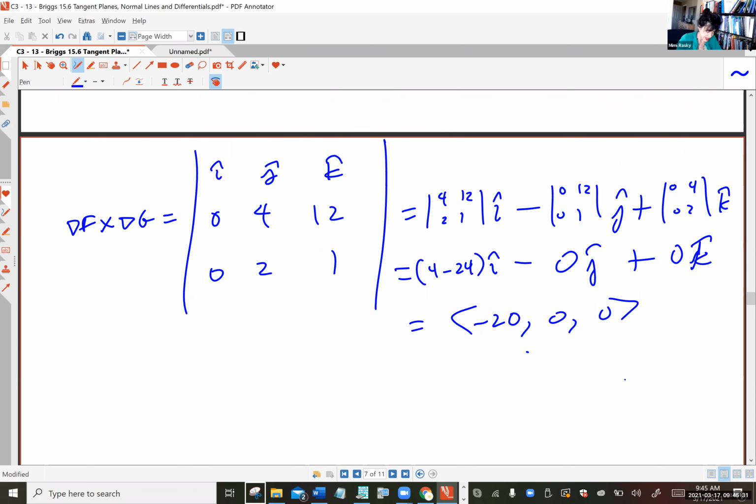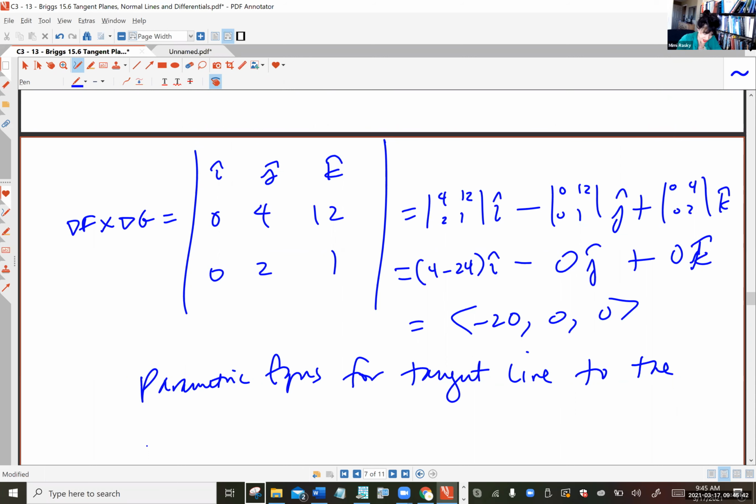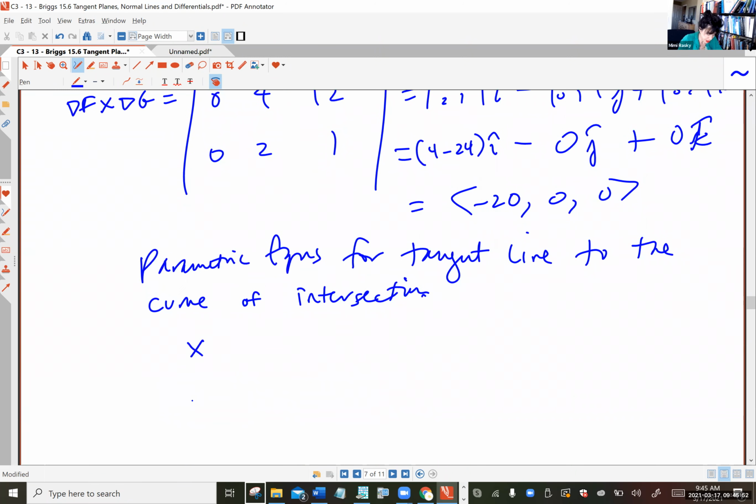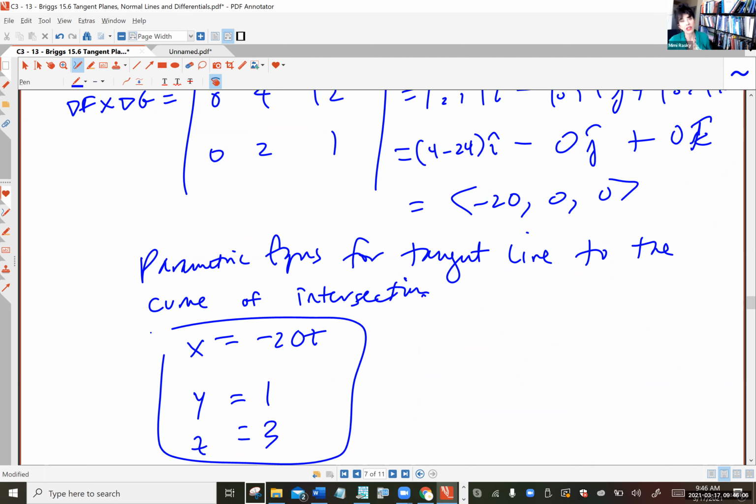Wow, that's amazing. So then the parametric equations for the tangent line to the curve of intersection, we're almost done. You got everything you need. You got a direction vector, which is negative 20, 0, 0, and you've got the point. They told you it was 0, 1, 3. So your parametric equations are 0, I'm not going to bother writing, minus 20t, and then 1 plus 0t, and then 3 plus 0t, and you're done. There's your parametric equations for that line. Pretty cool, huh?